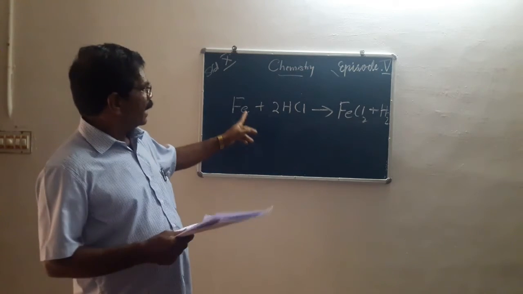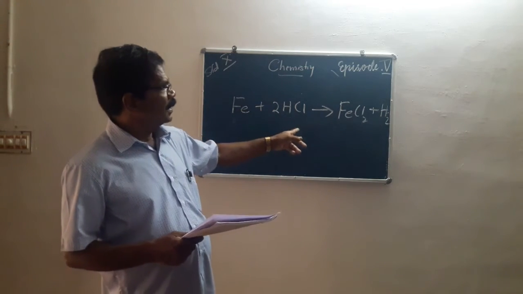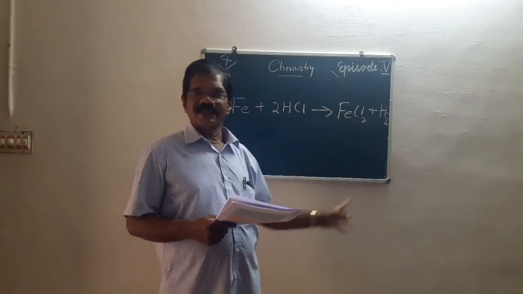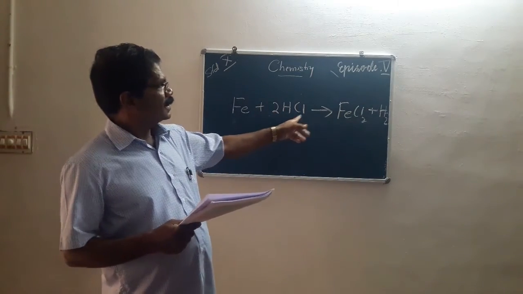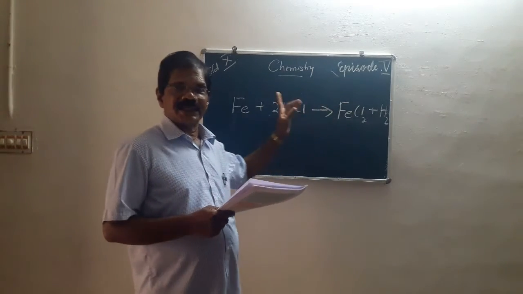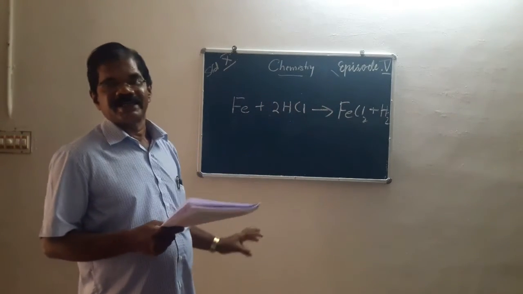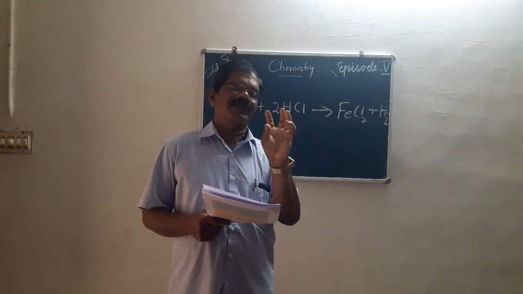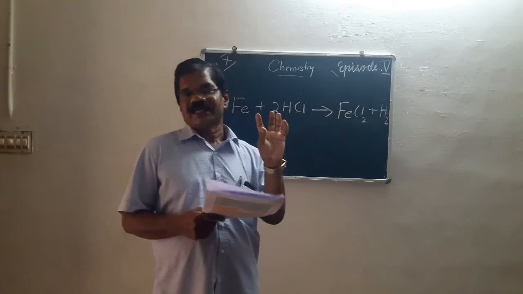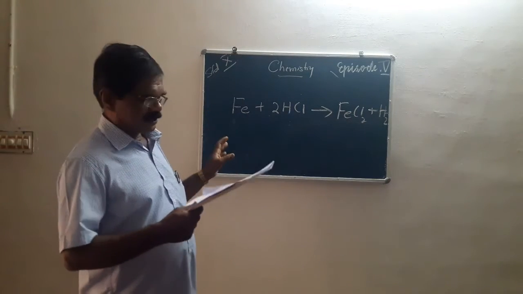Iron reacts with sulfuric acid to give iron sulfate and hydrogen. Magnesium reacts with hydrochloric acid to give magnesium chloride and hydrogen. Zinc reacts with hydrochloric acid to give zinc chloride and hydrogen. Or any metal reacts with the acids to produce hydrogen and its salt. It's a general concept.